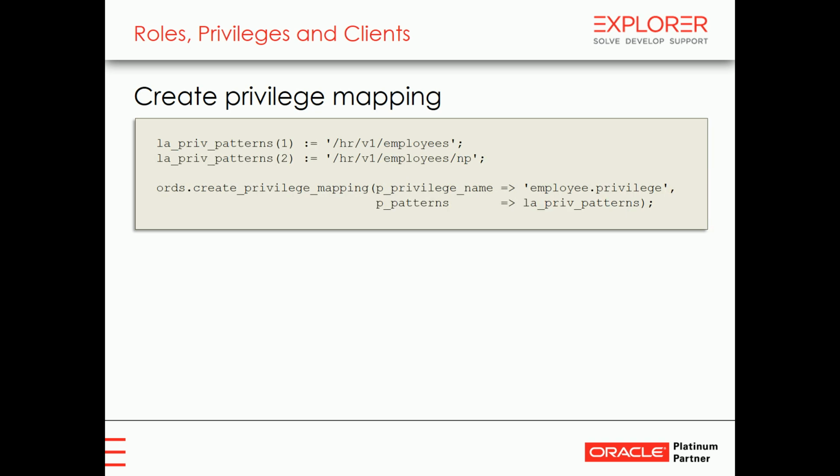The last step is to create the URL mappings that the privileges need to protect. A single privilege can protect multiple web services. You can use an asterisk as a wildcard to protect multiple web services with a single pattern. And as soon as any privilege mapping has been created, any web services that match that pattern are protected immediately.